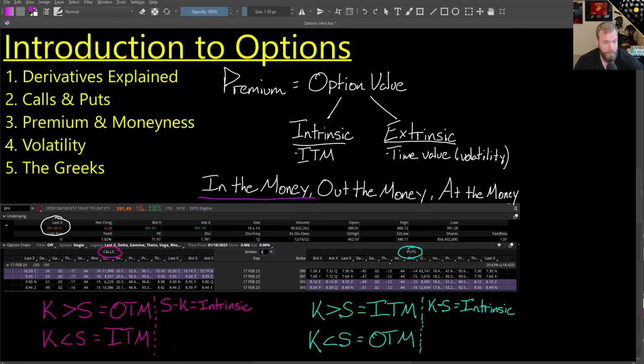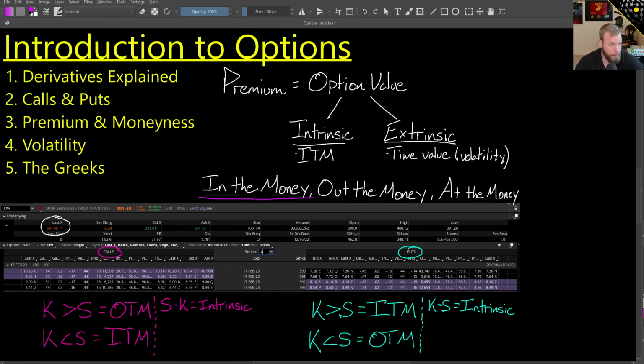Now, a couple important things here. One, a very simple back of the napkin, quick way to see extrinsic value is just to look at the corresponding out of the money option. So let's say that I wanted to know the extrinsic value for this 392. This is actually a bad example because it's higher, which is not super common.